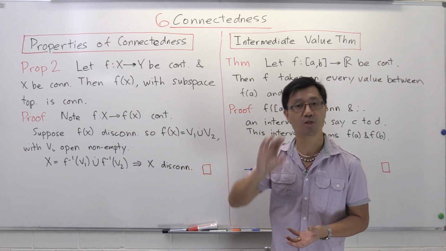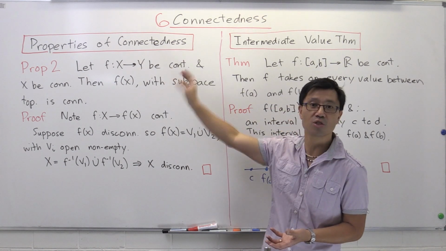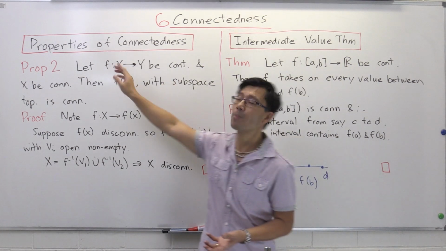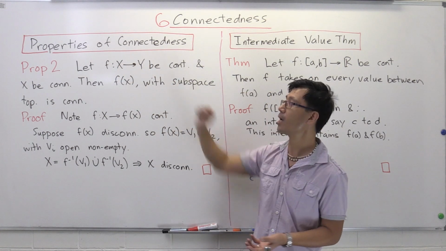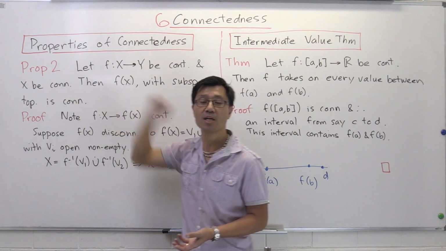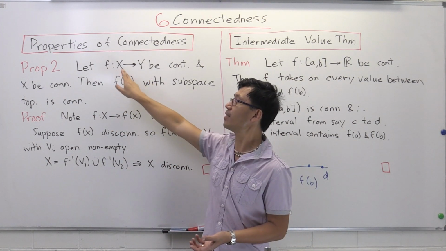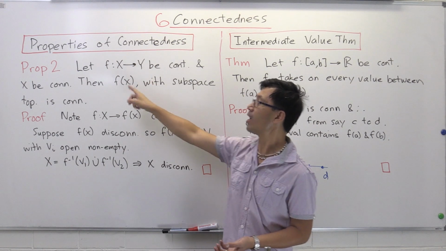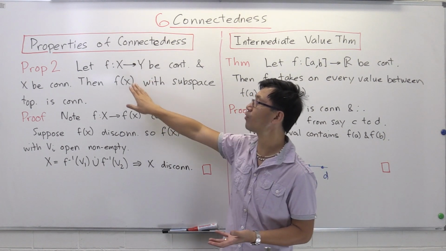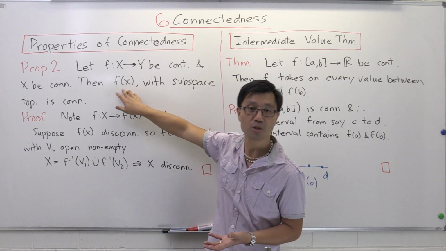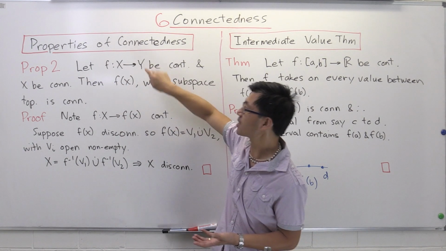But actually something stronger is true. So you don't even need to look at homeomorphisms. Suppose you have a continuous map f from X to Y, and suppose the domain X is connected. Then in that case the image f of X is also connected. So to be connected, of course, you need to talk about the topological space f of X. Now, f of X is a subset of Y.